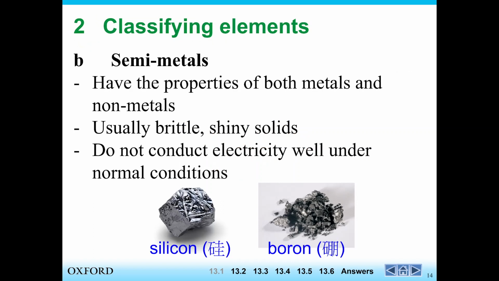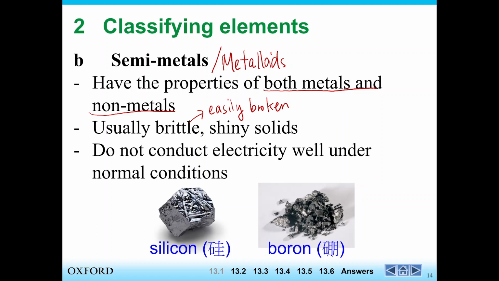Now let's talk about semimetals, or the other name for it, metalloids. From the name, you can guess it's kind of like a metal and kind of like a non-metal. So it's kind of in between. It has properties of both metals and non-metals. Usually it's brittle. The meaning of brittle is easily broken. And it's a shiny solid.